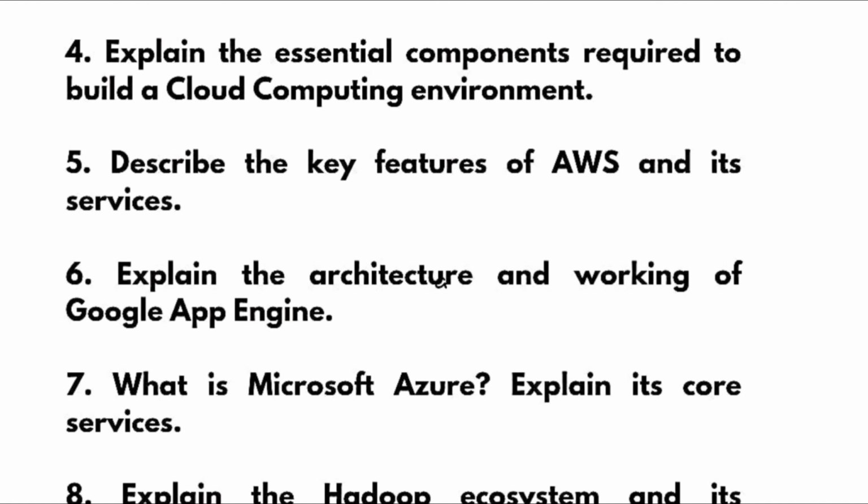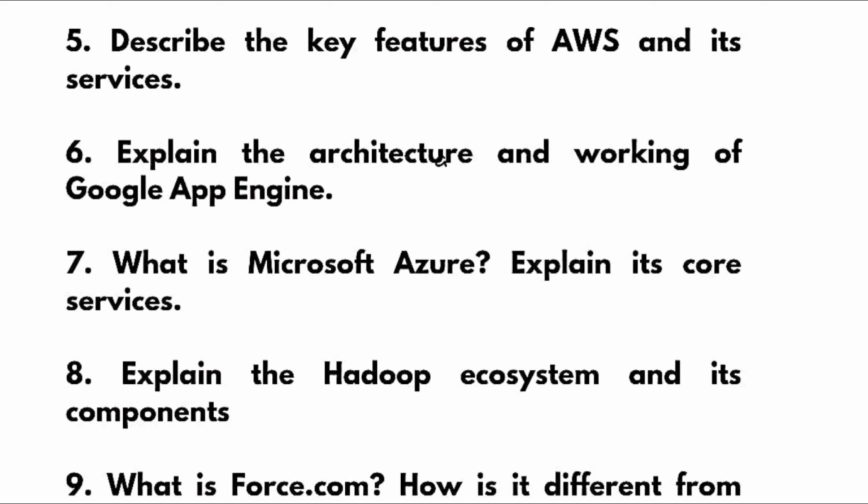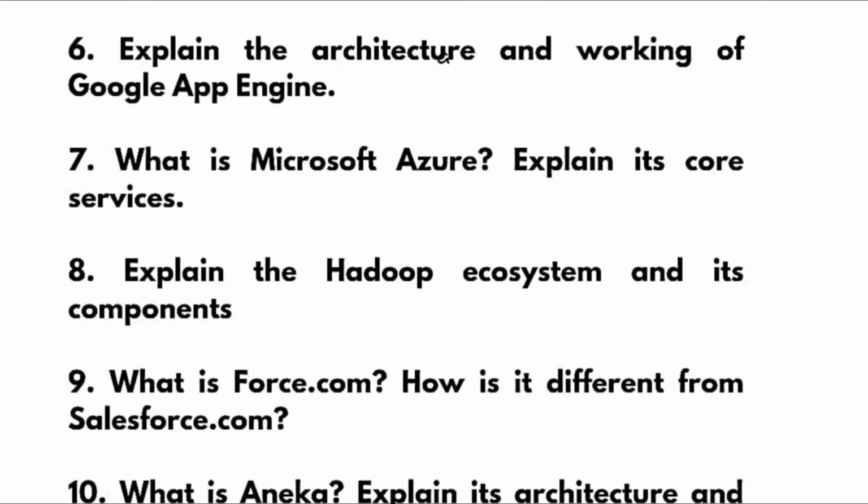Next one, we have: describe the key features of AWS and its services, and explain the architecture and working of Google App Engine. This is again a super important one. Next one is again a super important one: what is Microsoft Azure, and explain its core services. Explain the Hadoop ecosystem and its components.